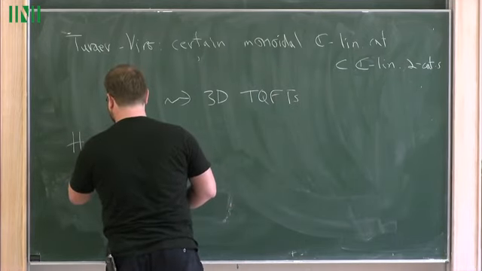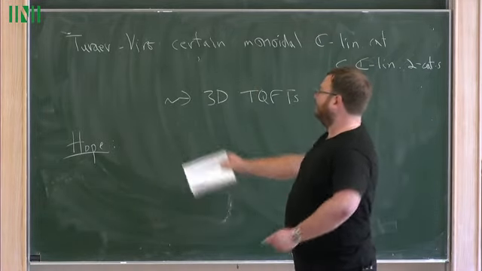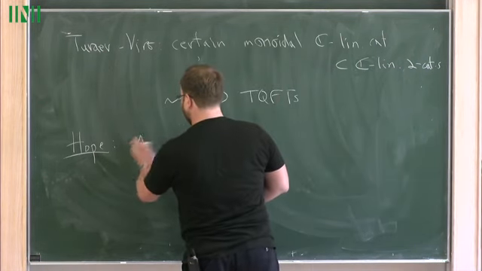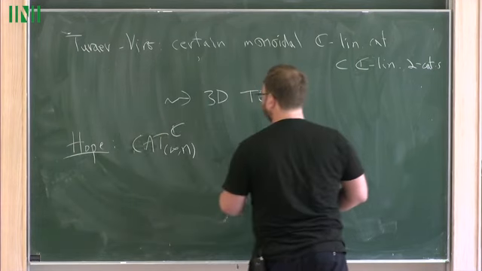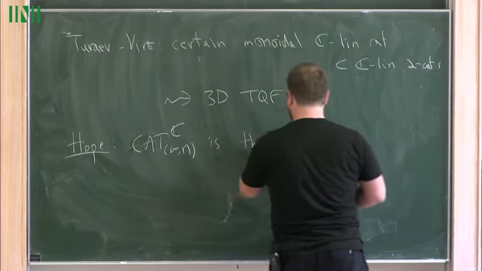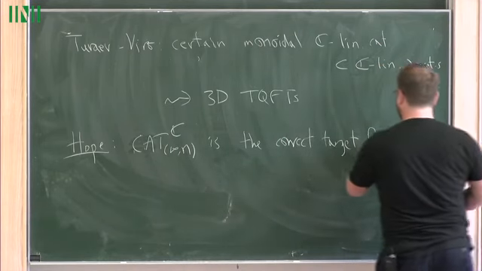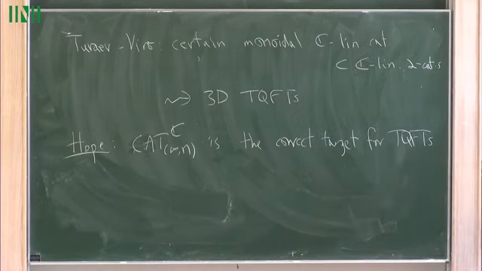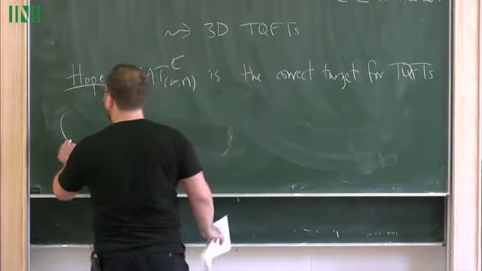So the first hope is that if we take this V here to be the derived category of modules over C, let me denote that Cat_infinity^n(C). This should be the correct target for TQFTs, in the sense that you can actually construct these examples as extended TQFTs with this target.